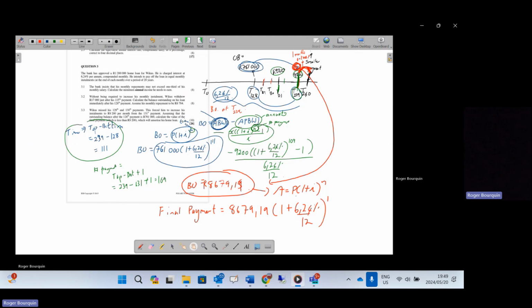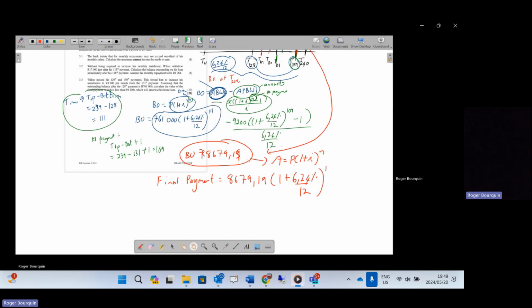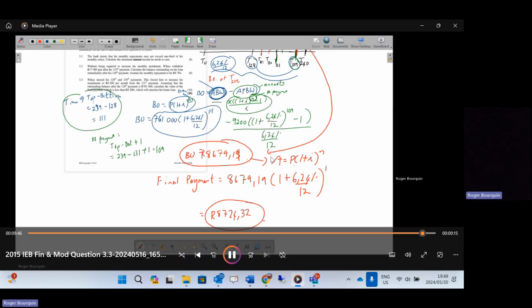And we put that in, and we get our final payment, which is equal to 8,724 Rand and 32 cents. Okay, and that is that.